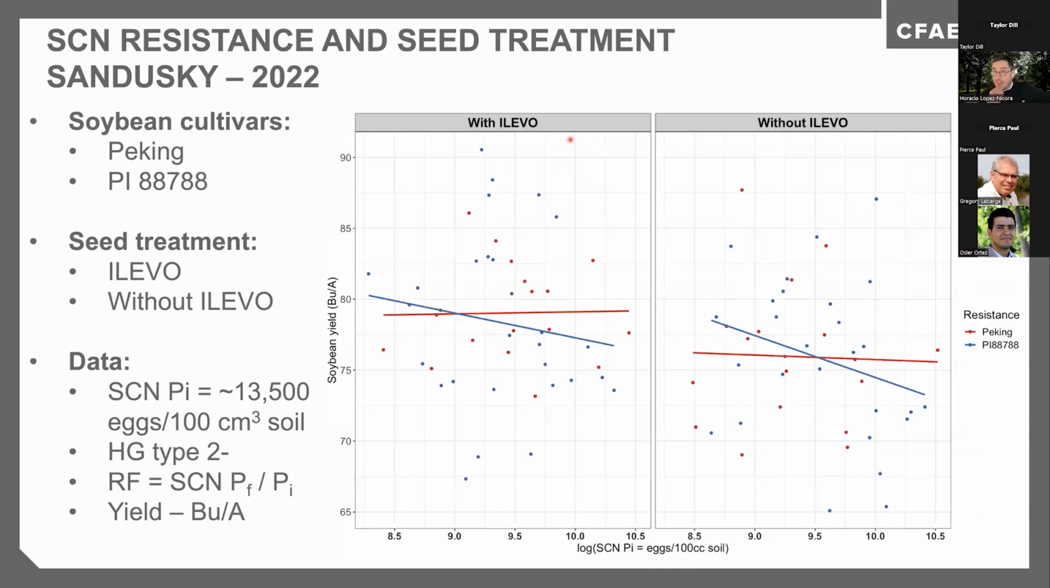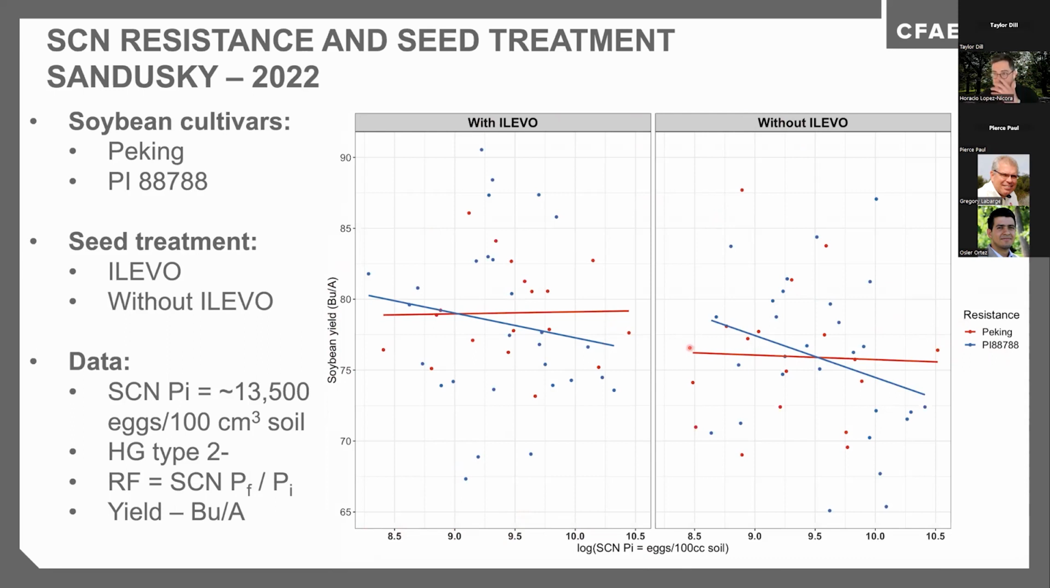But this is really the data that I want to share with you. On the x-axis, I'm showing you the increase in nematode population. As I move from left to right, I'm showing you an increase in soybean cyst nematode population in that field. On the y-axis, I'm showing you yield, and then I'm splitting here between treated and not treated. It's not that important. What I want you to pay attention to is that I'm color coding the cultivars with PI 88788 in blue, and the ones with Peking as source of resistance in red.